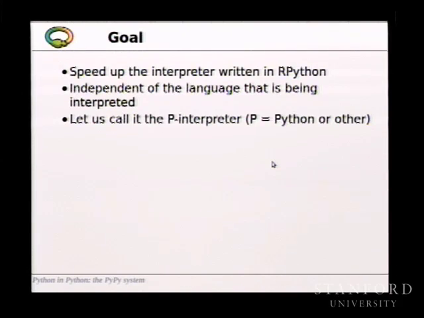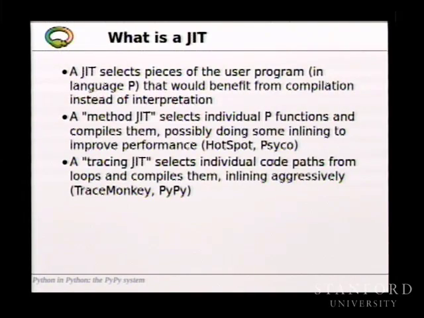The point is that our just-in-time compiler, of course, has the goal of speeding up the interpreter, which is written in RPython. But the interesting point of the approach is that we get a just-in-time compiler that is independent of the language that the interpreter runs. So let's call it a P interpreter, where P is, for example, Python in our example. Basically, I'm going to describe how you get a JIT compiler for the P language, for whatever P.